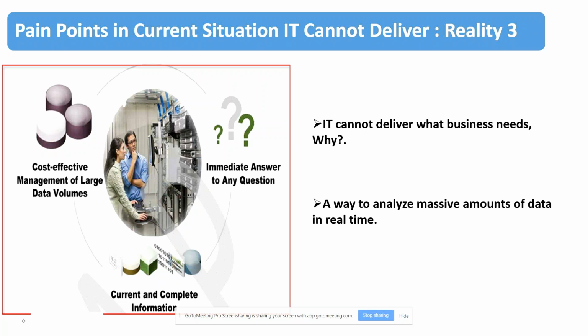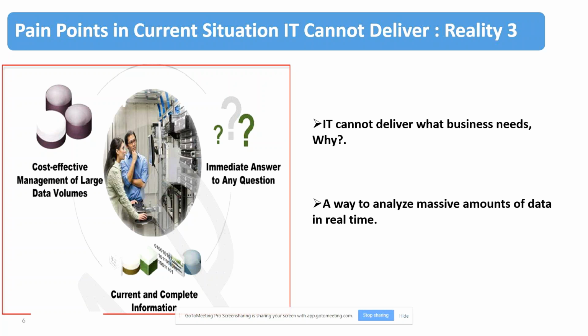The third pain point is that IT cannot deliver what business needs. In traditional databases, IT always does not deliver what the actual business needs. Why? Because the cost of managing this information exposure is too high. That means the cost of storing all this data in devices and handling those devices is very costly.